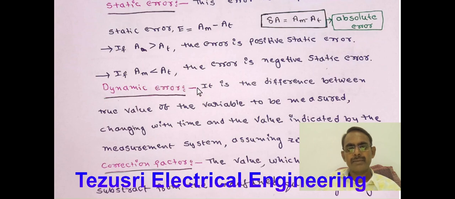Next, dynamic error. It is the difference between the true value of the variable to be measured, changing with time, and the value indicated by the measurement system at zero static error.